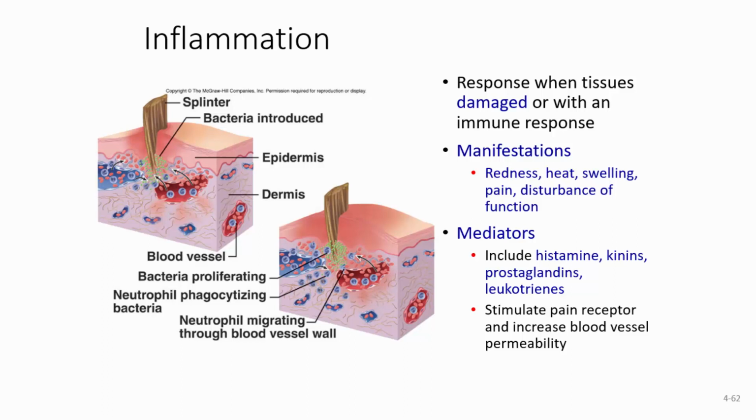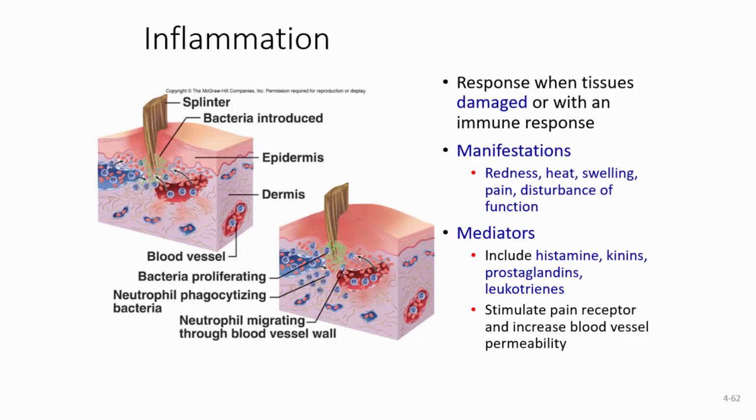Swelling is tumor. Think of a tumor, right? Tumors are swollen areas. Pain, that's dolor. And then disturbance of function is functio laesa, which you don't see that too much anymore in the books. But what you normally see are the redness, heat, swelling, and pain, or rubor, calor, tumor, and dolor.